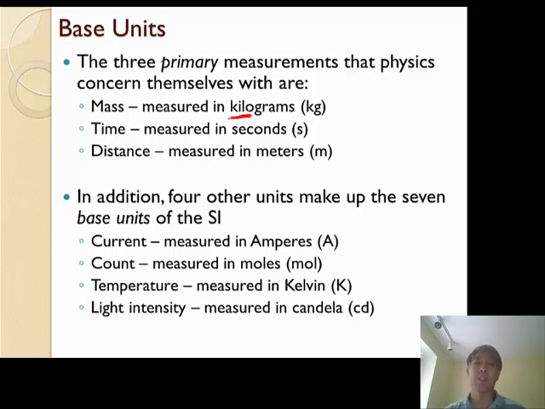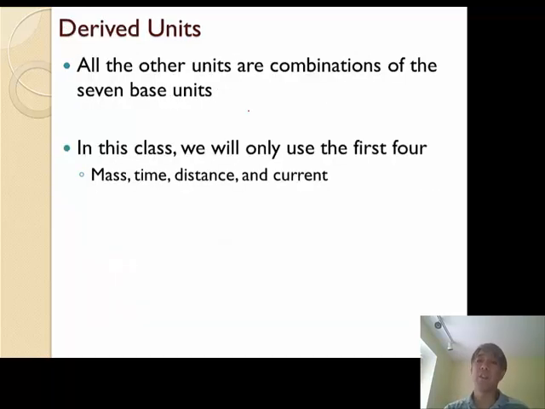The other 4 units that make up the 7 base units of the SI are current, measured in amperes, count, measured in moles, temperature, which is measured in Kelvin, and light intensity, measured in candela. These are the 7 base units of the SI system. Every single other unit that we will encounter is going to be some combination of these 7 base units. For the sophomore year, we're only going to be focusing on the first 4 measurements. Mass, time, and distance we'll be focusing on a lot. Current we'll encounter in the second half of the year.